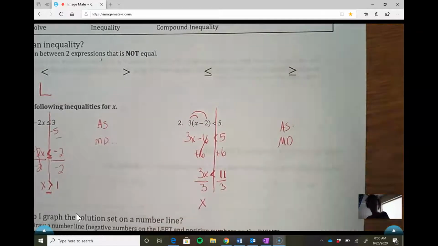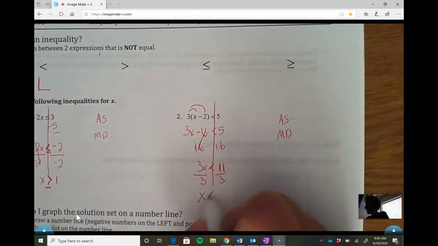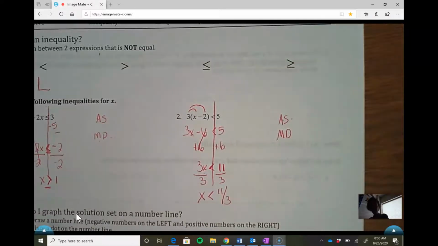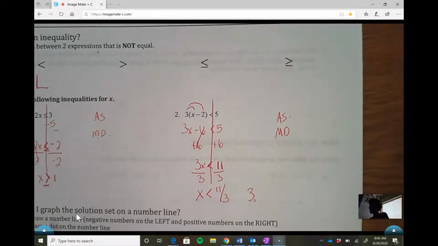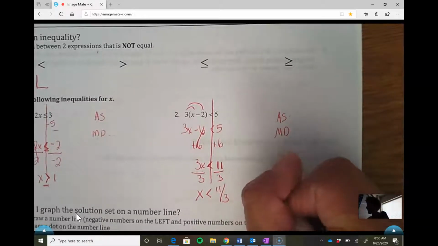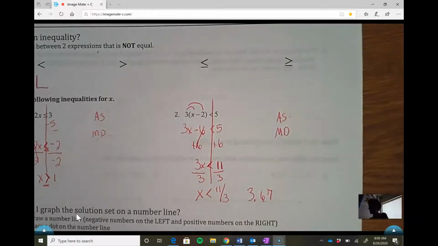And when I'm done, I have x, I have less than, and I'll keep this as 11/3. If you have a calculator, you could always take 11 and divide it by 3 and get that decimal value. And that should be 3 point, and then a bunch of 6's repeating, so I'll just round that decimal up. Okay?